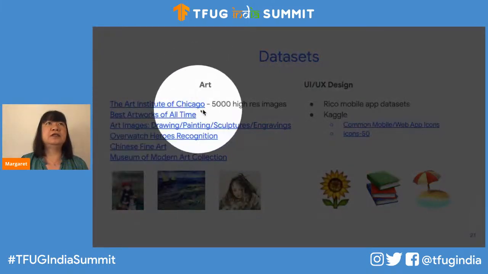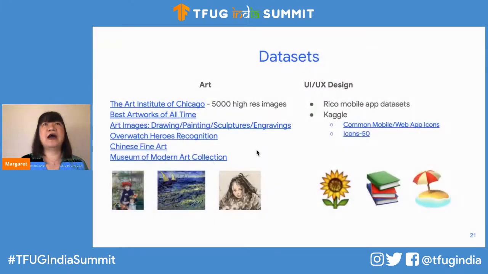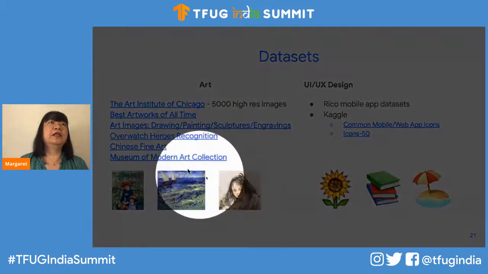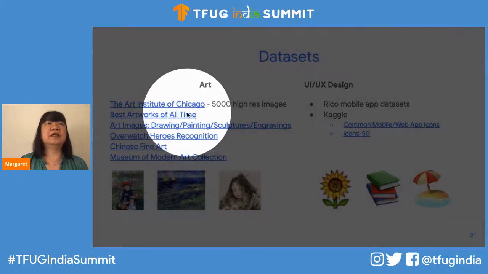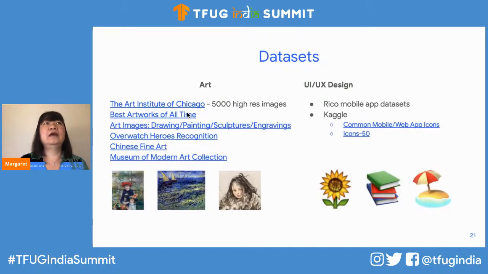The Art Institute of Chicago has 5,000 high-res images. So you should check it out. For example, if you want to use GANs to generate new images, you can look at these data sets as examples for generating them. And I have also included the best artworks of all times. And here they are, the artworks by the 50 best artists.